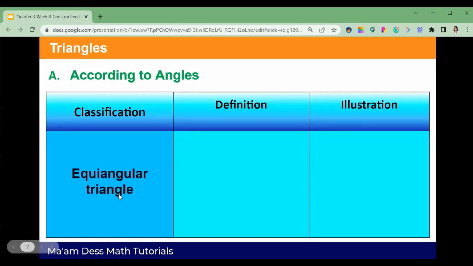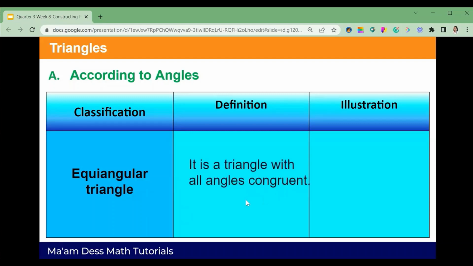The next classification is the equiangular triangle. What do you mean by equiangular triangle? It is a triangle with all angles congruent. Look at the illustration. All angles are congruent since all of the angles measure 60 degrees. So triangle KJL is an equiangular triangle.